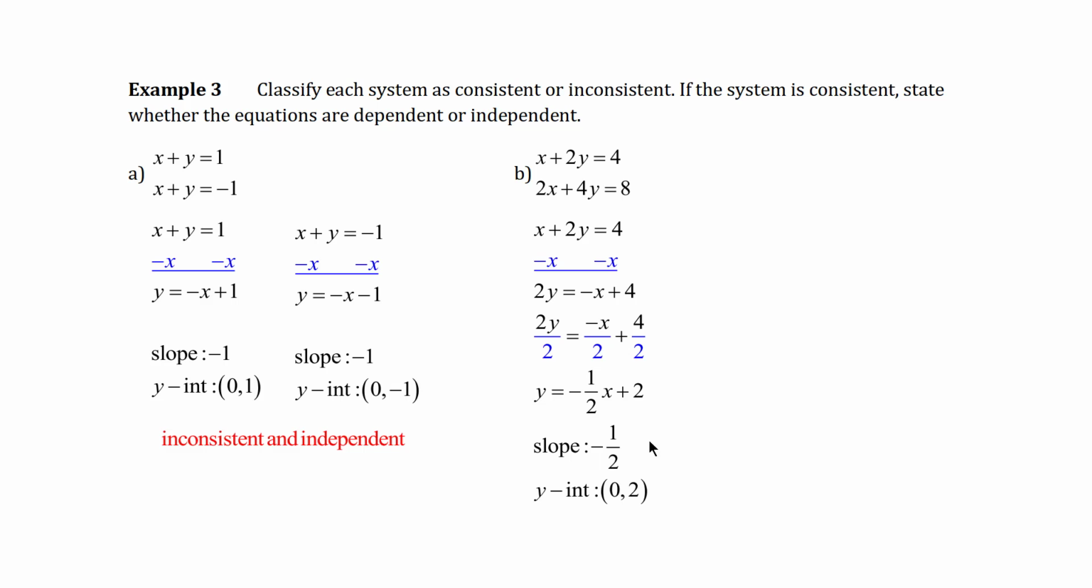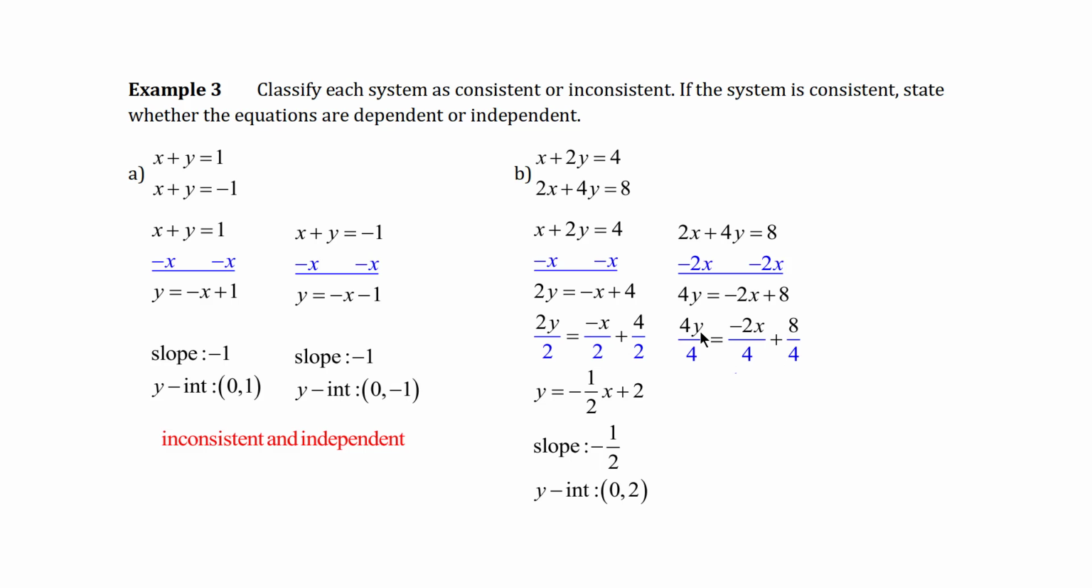Next, we put the second equation in slope-intercept form, so I subtracted 2x from both sides. We get 4y equals -2x plus 8. From here, we get rid of the 4 in front of the y by dividing both sides by 4. We get 4y divided by 4 equals -2x divided by 4 plus 8 divided by 4.